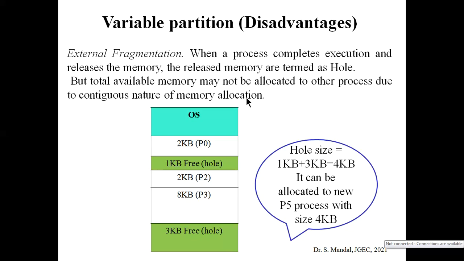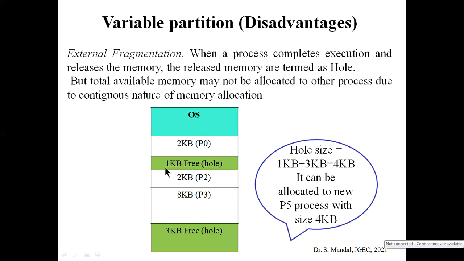It should be remembered that variable partition is also a contiguous memory allocation technique. That means the whole process should be kept inside only a single partition. So that is the main concept, and it applies to fixed partition as well as variable partition. For that reason, variable partition also suffers from external fragmentation. So let's see how it happens.